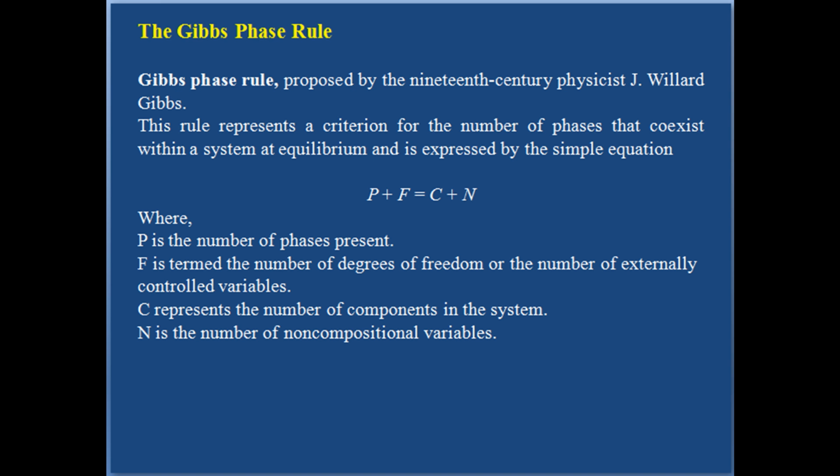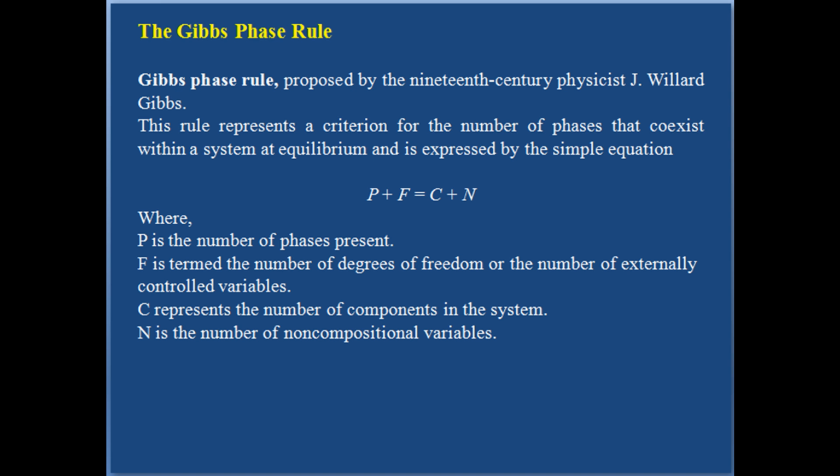The parameter C in the equation represents the number of components in the system. Components are normally elements or stable compounds, and in the case of phase diagrams are the materials at the two extremes of the horizontal compositional axis. And finally, N represents the number of non-compositional variables, for example temperature and pressure.